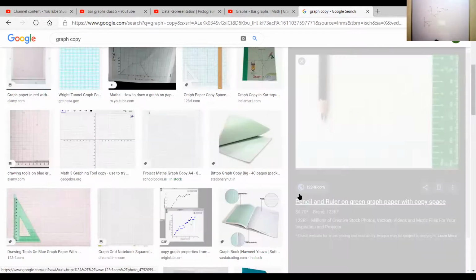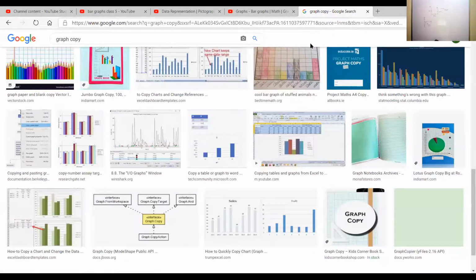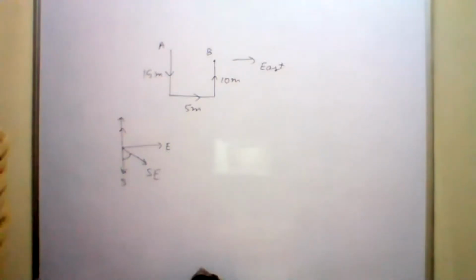Okay, so understood, beta. I have shown you many images. These are some examples of graph notebooks. You can purchase one from a stationery shop near your home. It is easily available. Buy a very thin one. We don't need many graphs, only 4, 5, 6 graphs. So buy a very thin graph notebook. No need to buy a very thick one. It will cost only 5 or 10 rupees.